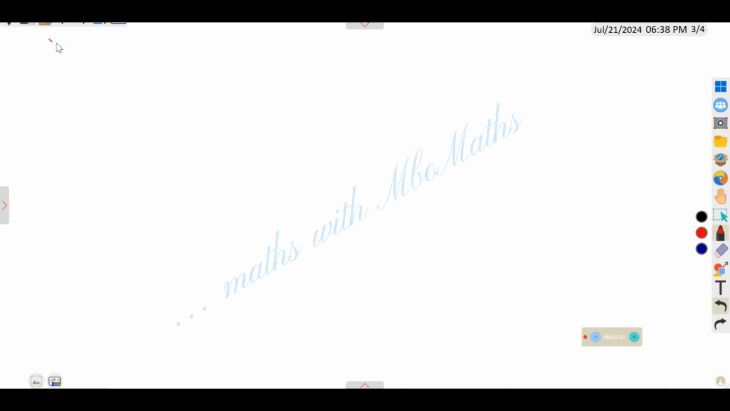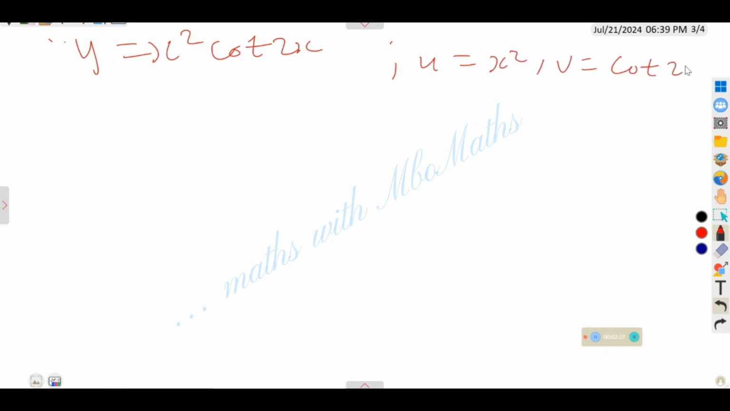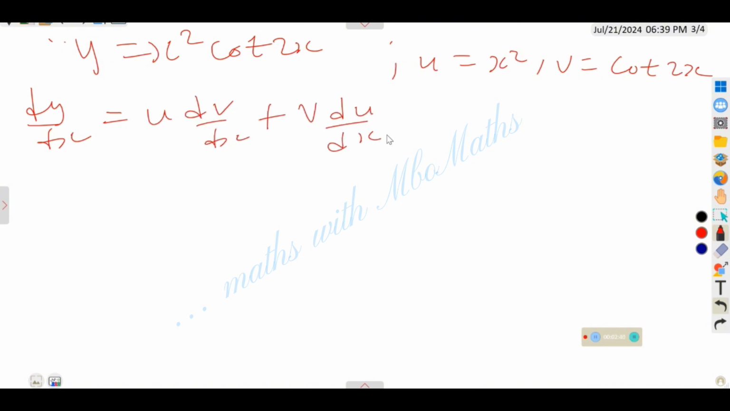So remember that we are given that y is equal to s squared cot 2s. Also, let's remember that our u here is equal to s squared, and our v is equal to cot 2s. So now, having known this, let's apply our solution. Our dy/ds is equal to u dv/ds plus v du/ds, which gives us, what is our u? We already have our u as s squared times, we differentiate our v.